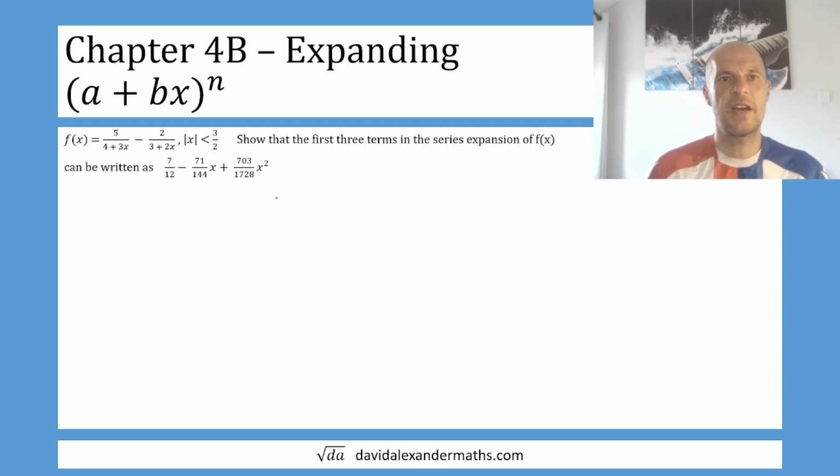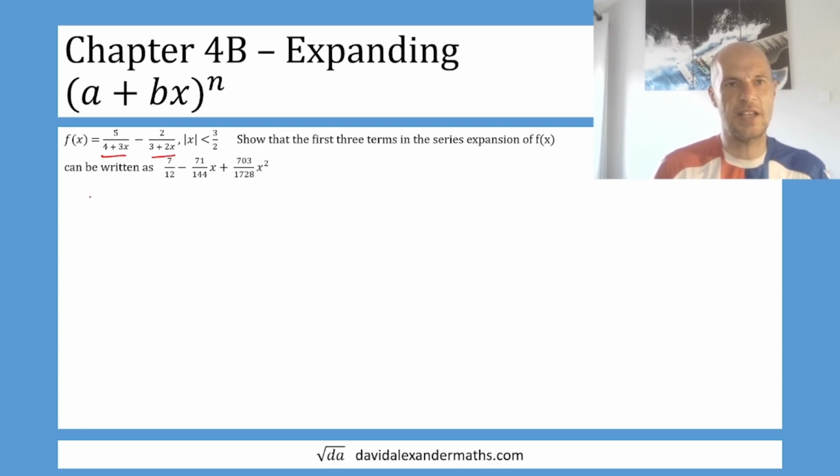Okay, so this is a fairly horrendous example. I need lots of working out, which is why I've had to make the font very small here. So we're subtracting 2 over 3 plus 2x from 5 over 4 plus 3x. So first of all, I'm just going to expand both of these separately.